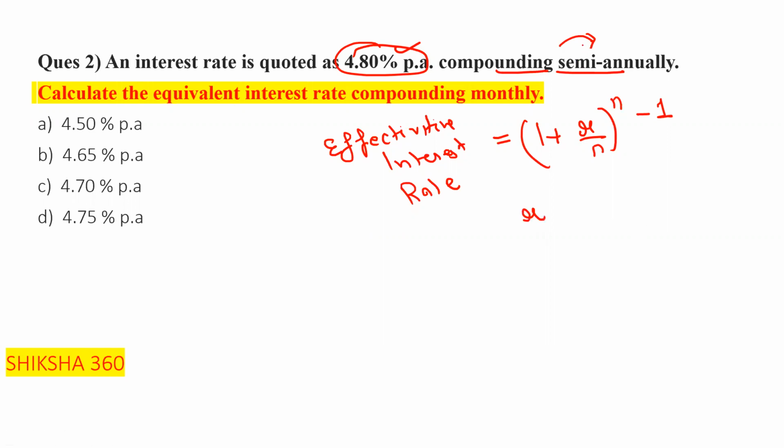That is compounded semi-annually. So 4.08 divided by 2, so R comes out to be 2.04, that is 0.0204. After that, you just have to put the values in the formula.